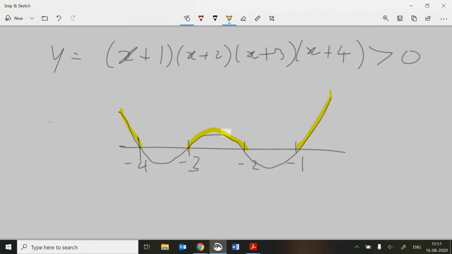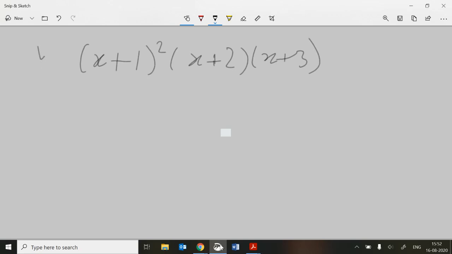Now, when it comes to quartics where you've then got repeated roots, that's where it gets slightly more complicated. If I wanted to, say, for example, draw out this one, x plus 2 there, and then x plus 3. That's our y again.